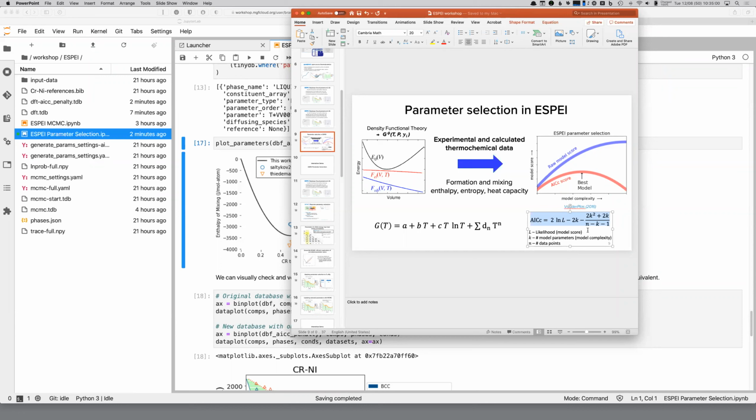And so this AICC penalty factor will basically take these 2 terms and increase or decrease them depending on whether your AICC penalty factor is greater than or less than 1.